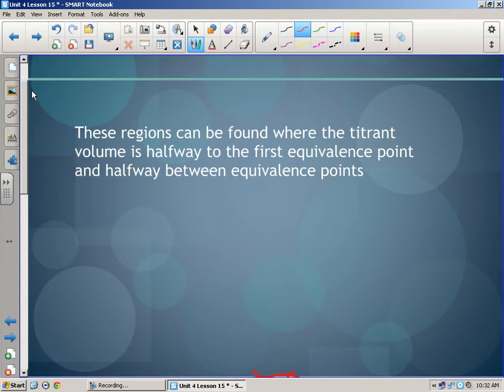These regions can be found where the titrant volume is halfway to the first equivalence point. We know how to find the first equivalence point, the first end point. We find the volume of that. Halfway to that is the buffering region, or basically I know for sure that that's the buffering area.